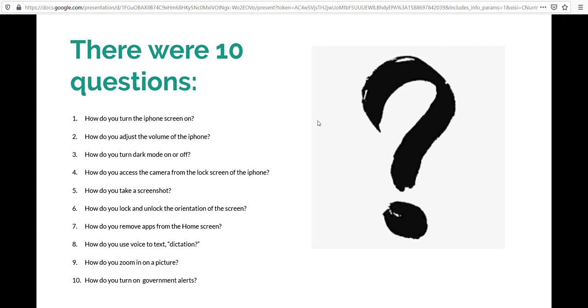This one and the next one, how do you take a screenshot, have different answers based on which type of phone they have. How do you lock and unlock the orientation of the screen? How do you remove apps from the home screen? How do you use voice to text, or dictation as it's sometimes known? How do you zoom in on a picture? And finally, the last one, which is a bit of a curveball I thought I would throw in there. How do you turn on government alerts?